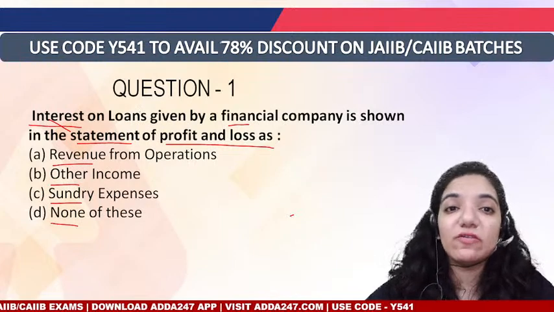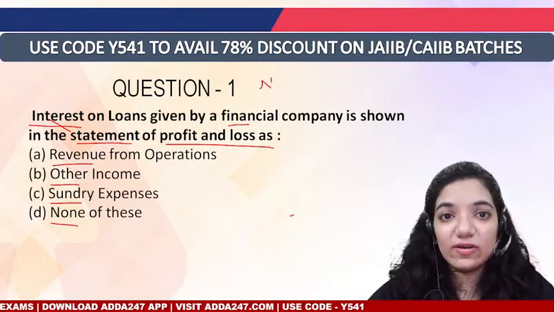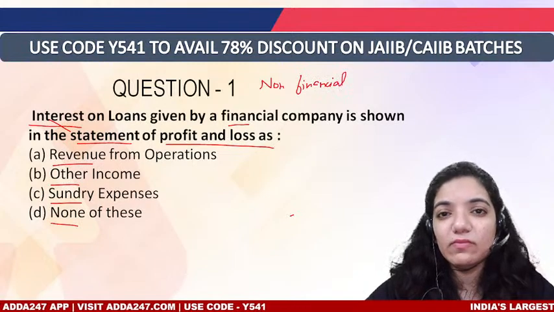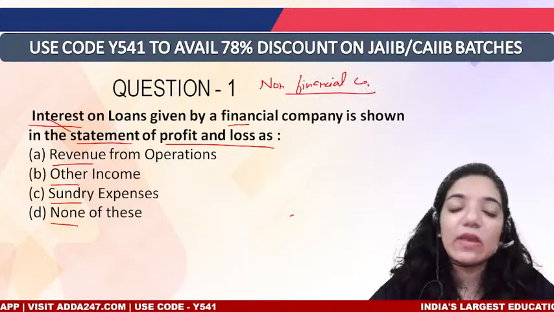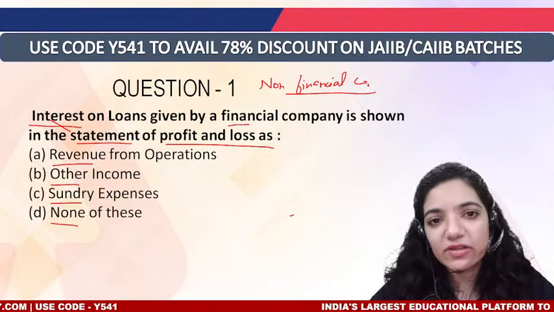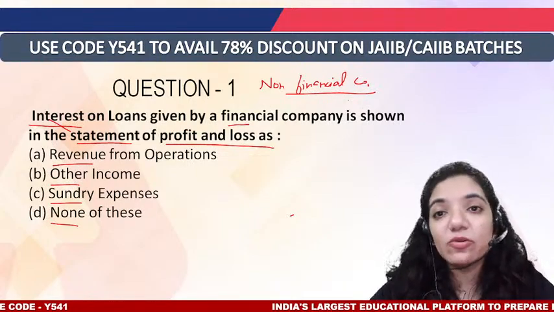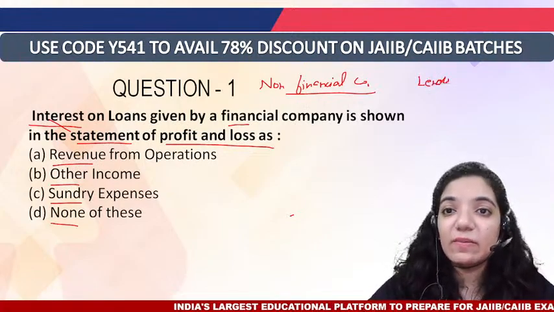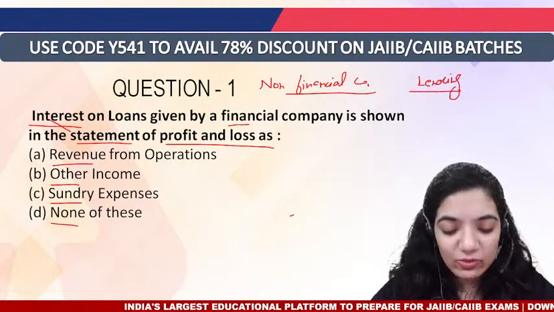A non-financial company makes its money by selling things. They make money from other areas. While a financial company puts its money in financial instruments. Maybe they would be lending, they might be investing, whatever they would be doing.